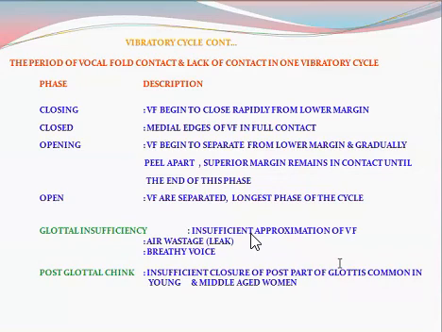Glottic insufficiency. Insufficient approximation of the vocal folds will occur in case of air wastage, leak, or breathy voice. Posterior glottal chink: insufficient closure of the posterior part of the glottis, commonly seen in young and middle-aged women, that also will change the voice.